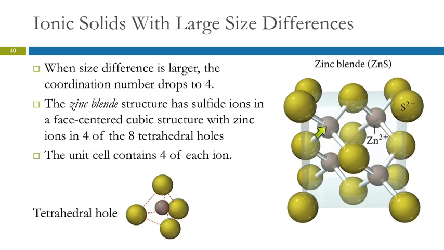Now the zinc ions are going to be in these little holes. These sticks here are not representing bonds, but they do represent the 4 interactions that the zinc ion has. So now the coordination number is 4. This unit cell also contains 4 of each atom, but there's more empty space in it. Any questions?